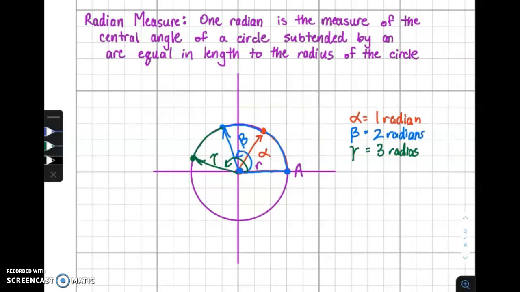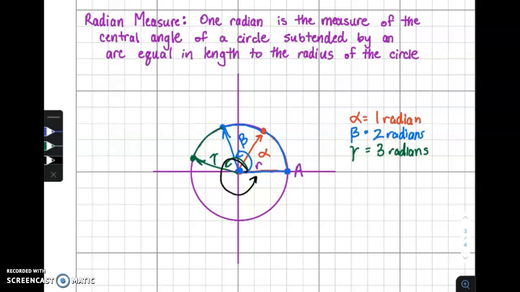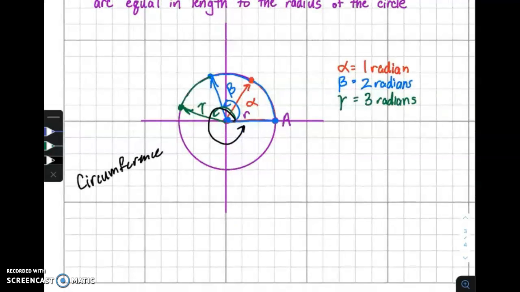And then let's say we want to go all the way around the circle. If I want to go full circle, then that would be the total length of the outside of the circle, which is called the circumference. So remember, the circumference of a circle is 2 pi r. And then we already said earlier that is 360 degrees.